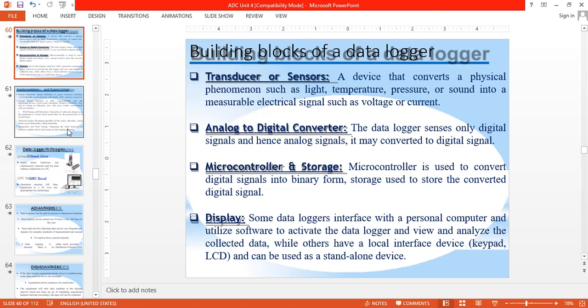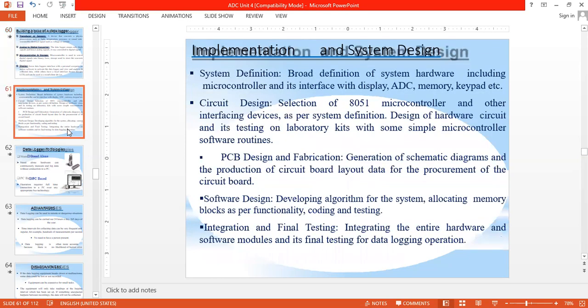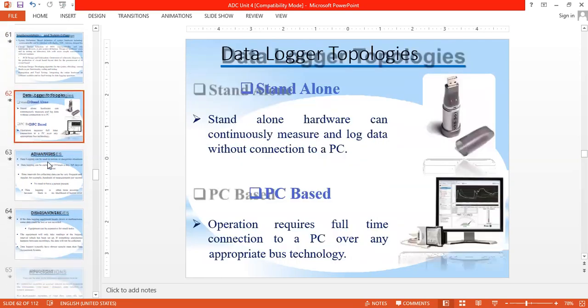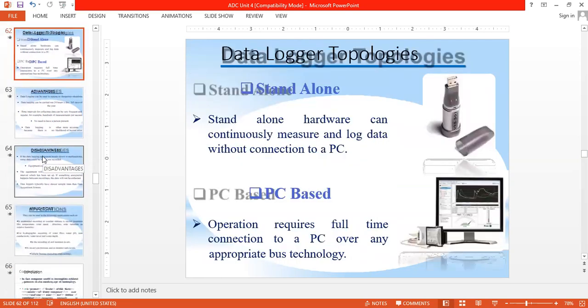Then display. Some data loggers interface with a personal computer and utilize software to activate the data logger and view and analyze the data collected, while others have a local interface device, keypad, LCD, and can be used as a standalone device. So standalone and PC based. Standalone hardware can continuously measure and log data without connection to a PC. PC based means connected with the different operations.